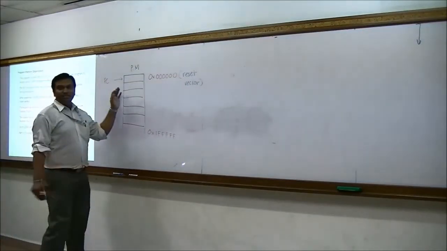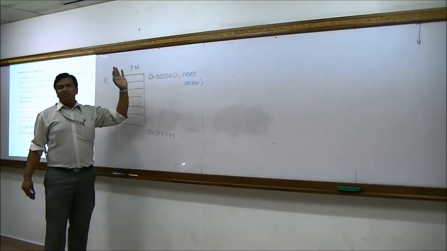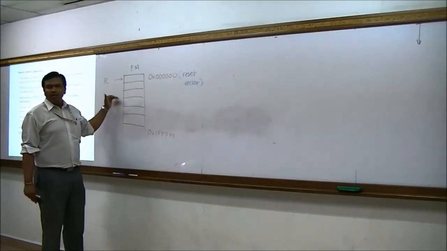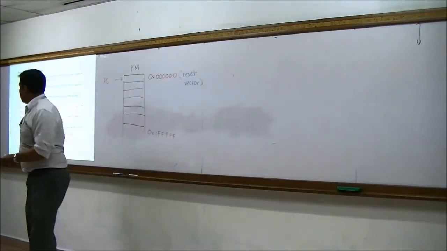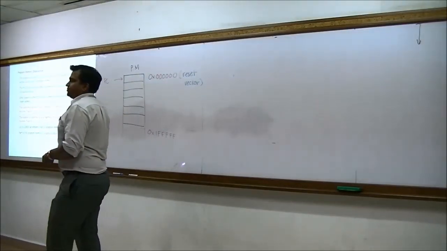Any question on this? So this address is known as the reset vector. That means whenever you reset a system, the PC, wherever it is, will always come back to here. Any other questions? The rest of it we will cover later.